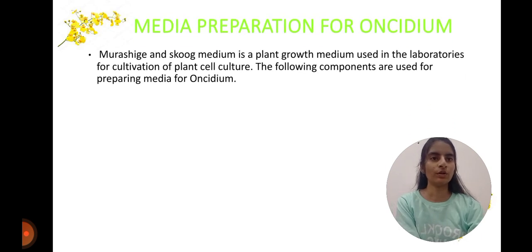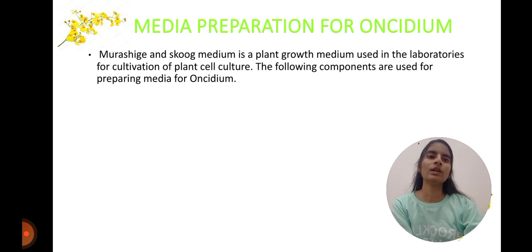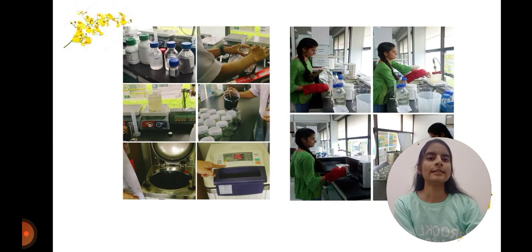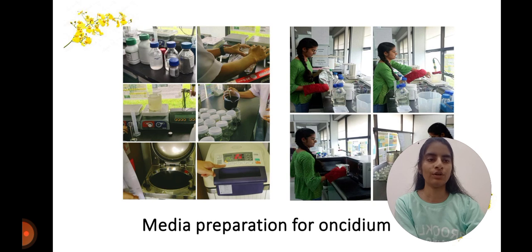Media preparation for Oncidium. Murashige and Skoog medium is a plant growth medium used in laboratories for cultivation. Here for Oncidium, we prepared three media, for multiplication, elongation, and rooting, which are generally the same for all except in PGR and activated charcoal. In the multiplication medium, the PGR used is BAP, which is a cytokinin, and in the rooting medium, IAA is used, which is an auxin. Activated charcoal is used only for the rooting medium. And these are the pictures of media preparation in the laboratory for Oncidium.